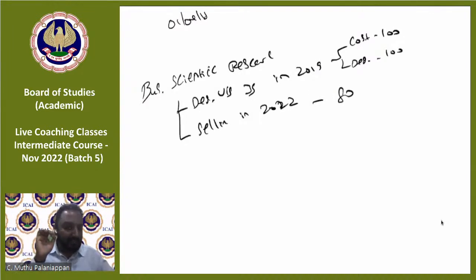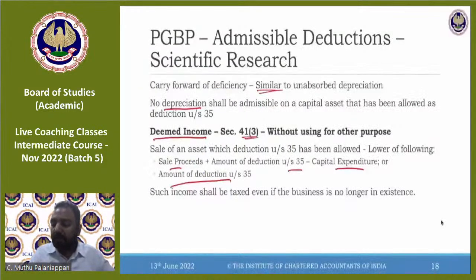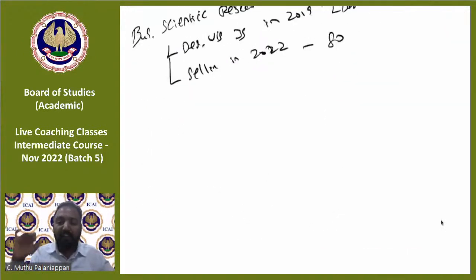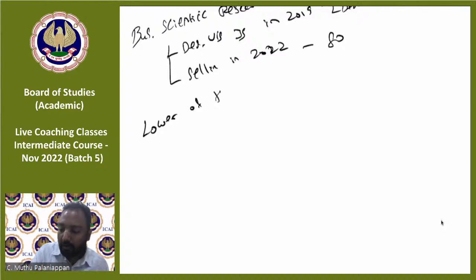Deemed income is under Section 41. Section 41, clause 3 says, when you're selling or scrapping or whatever you're doing with the scientific research asset, you must take the lower of the following as the deemed income. So first is sale proceeds.